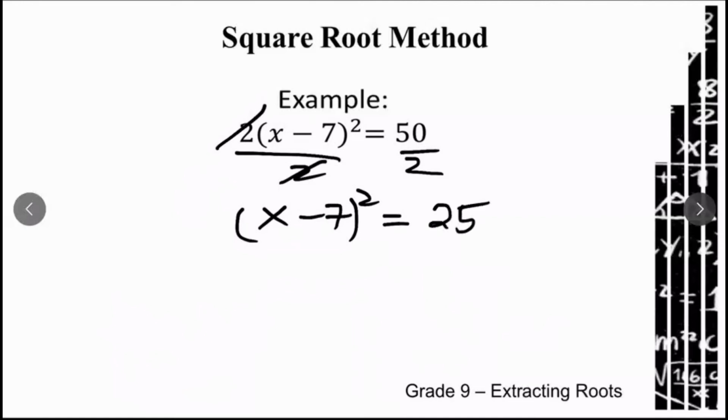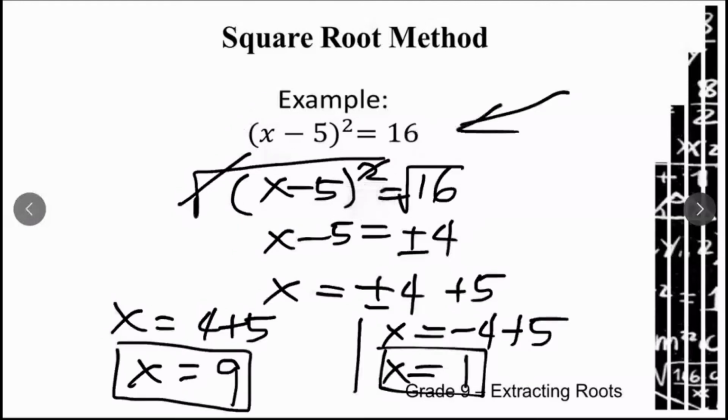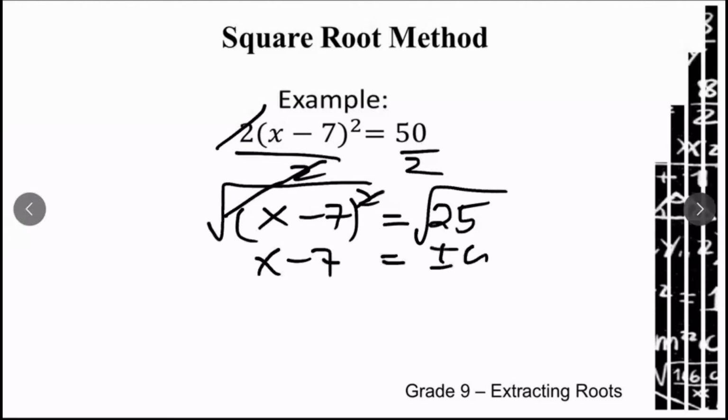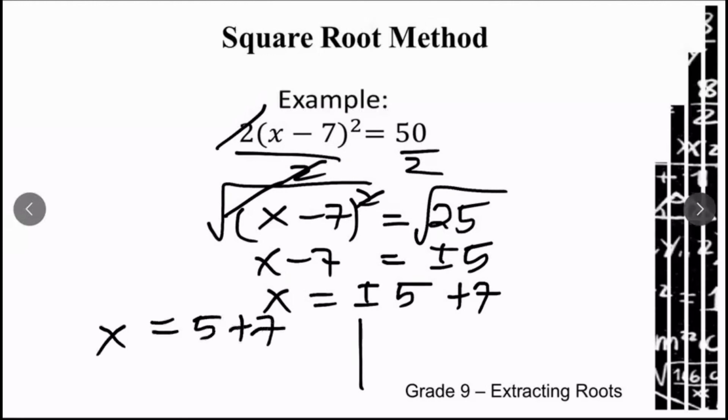Now, this example is similar to our previous example. Right? So you can pause this video and try it out on your own. And you can continue the video and check if our answers are correct. So from here, let us solve. Applying square root, it will become x − 7 = ±5. Then moving negative 7 to the other side, it becomes positive 7. Solving for x, we have x = 5 + 7, and x = −5 + 7.